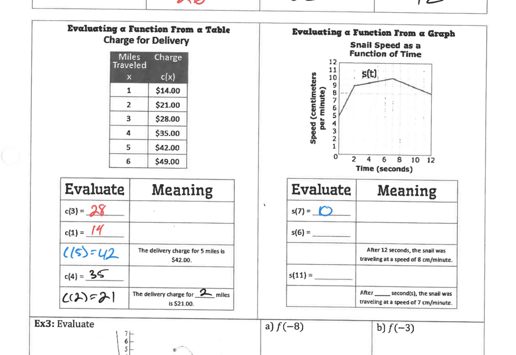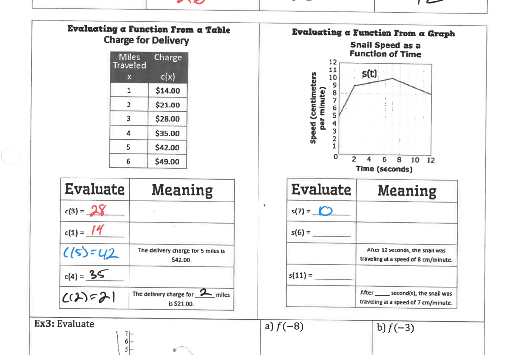Now for our meaning, we want to go back to what we're talking about here. X values is time, and then the y values are your speed, a speed of a snail in this case. So after 7 seconds, the snail is traveling at a speed of 10 centimeters per minute.